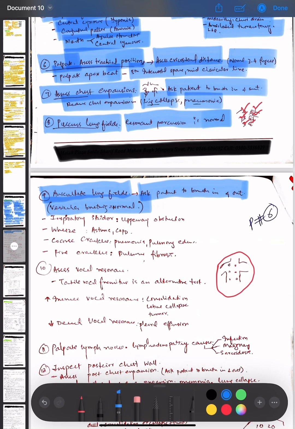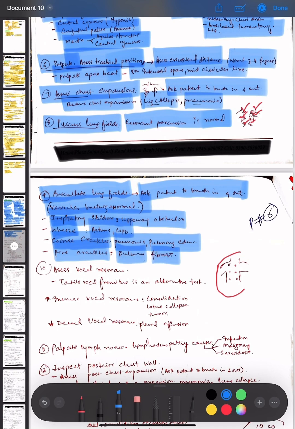The inspiratory stridor occurs in upper airway obstruction. If wheeze is present on the auscultation, it is present in asthma and COPD. If coarse crackles are present on the auscultation, then it is present in pneumonia and pulmonary edema. If fine crackles are present, then it occurs in pulmonary edema and fibrosis. So by auscultation, we can find the different respiratory abnormalities.